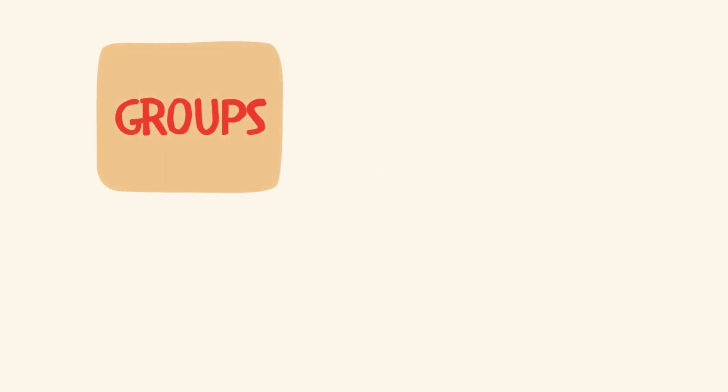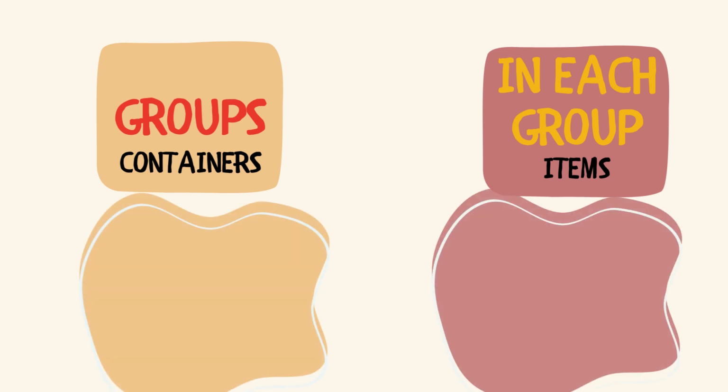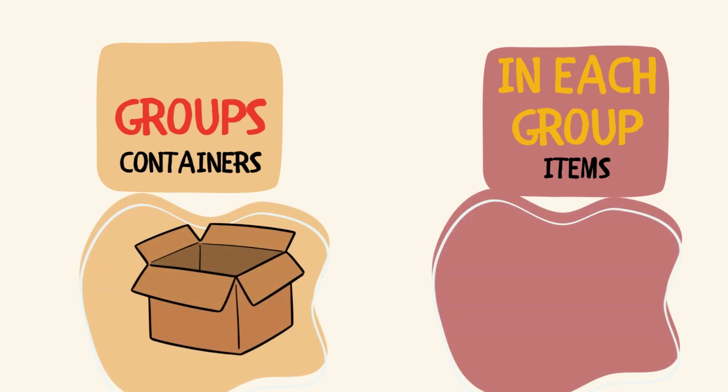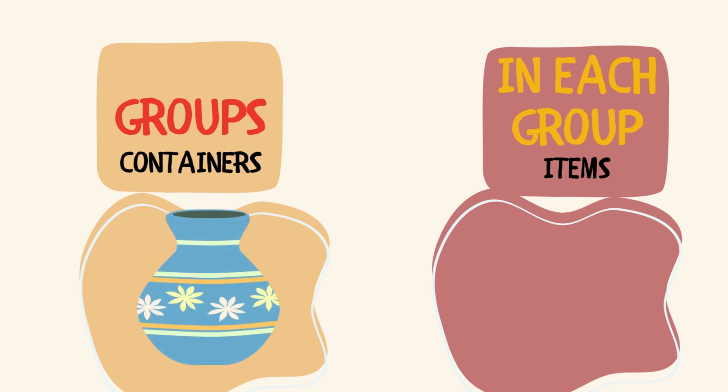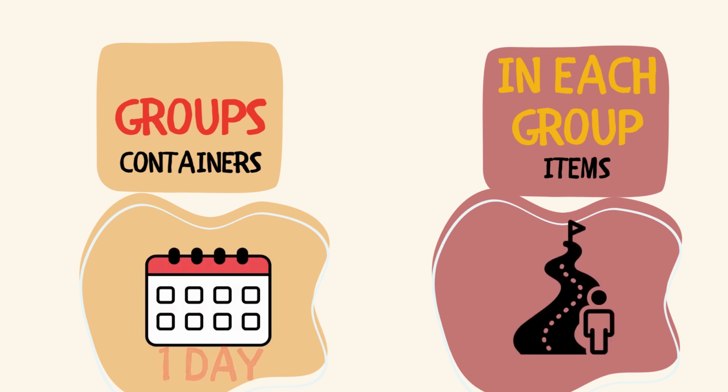The most important concept in 3rd grade, which many mistake for multiplication, is groups and in each group. I often think of groups as containers, and in each groups as the items in the containers. Let me explain. A box may be the container and the items in the box may be toys. Or a vase is the group or container and the flowers are the in each group. A bucket with liters of water or a day with miles walked in that day may also be sets of groups and in each group.